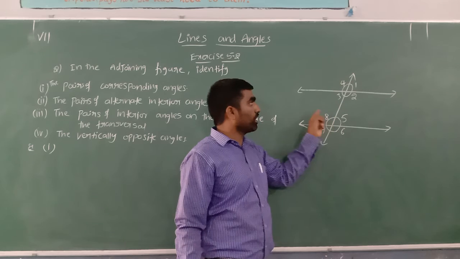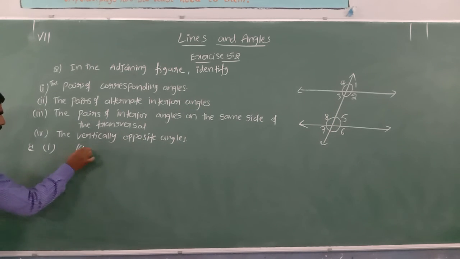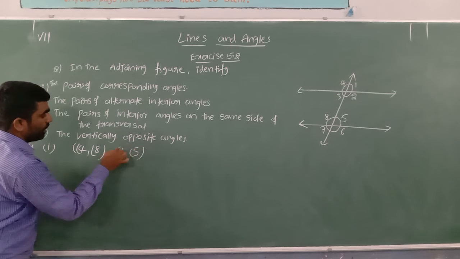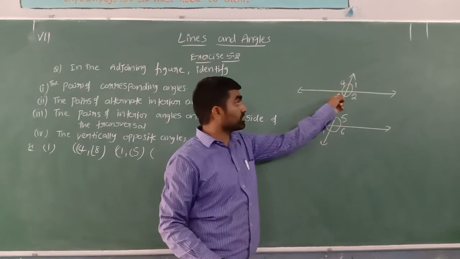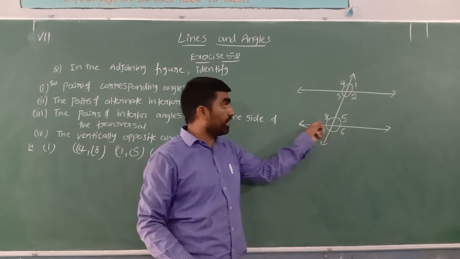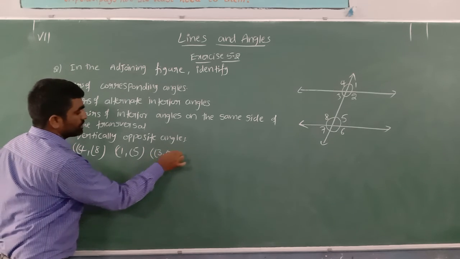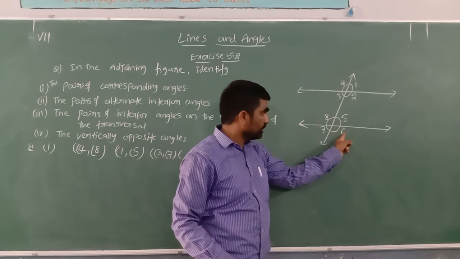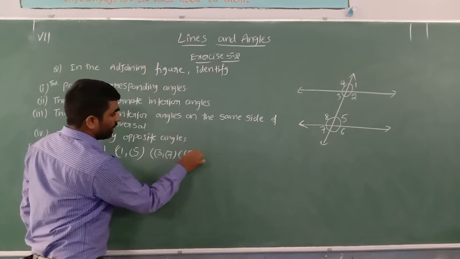4 and 8 are a corresponding angle pair. Let me write here: angle 4, angle 8 are corresponding angles. Similarly, angle 1, angle 5 are corresponding angles. Also we can write 3, first line bottom left, and 7, second line bottom left. Both are in corresponding places: angle 3, angle 7. What next? Angle 2, first line bottom right, and 6, second line bottom right. We can write angle 2, angle 6.